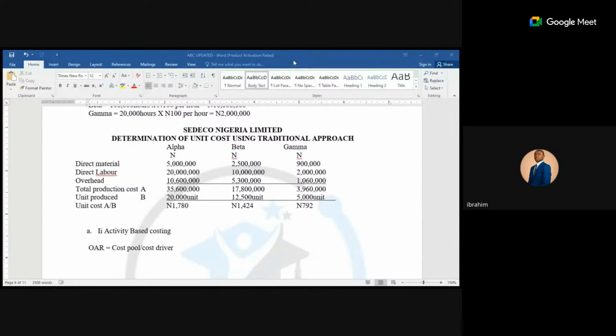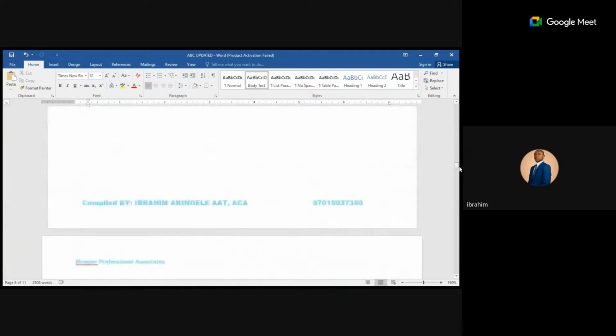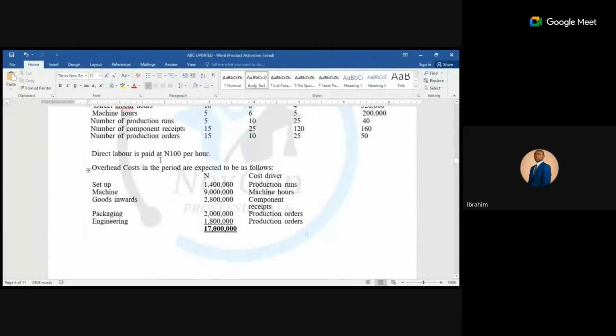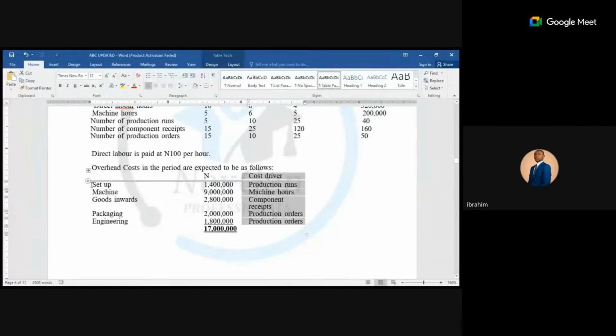Now, we have to pick our cost pool. We should not forget that our cost pools are the overhead costs given to us in this question. Don't forget, the overhead costs in the period are expected to be as follows. These are your cost pools, and these are your cost drivers. Now, we'll pick them one after the other. The cost pool divided by the cost driver.